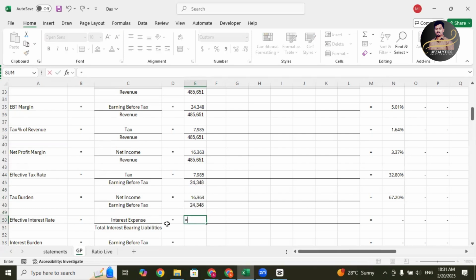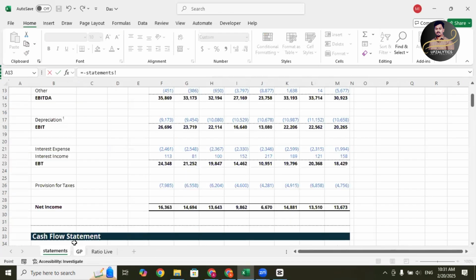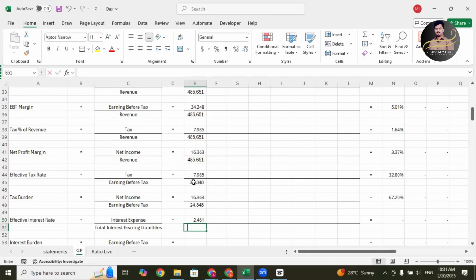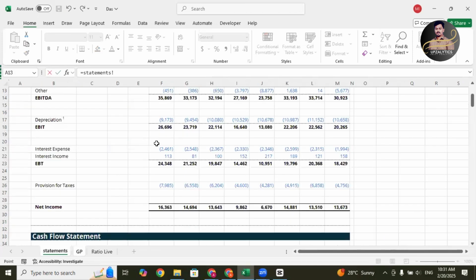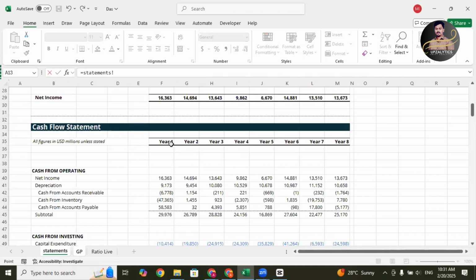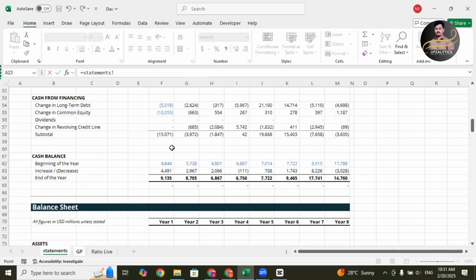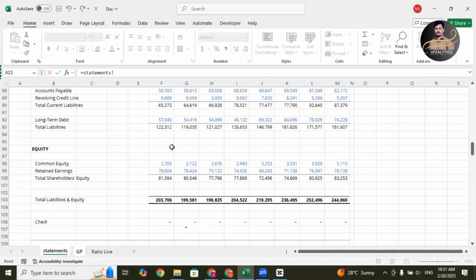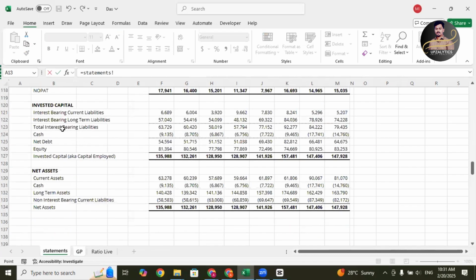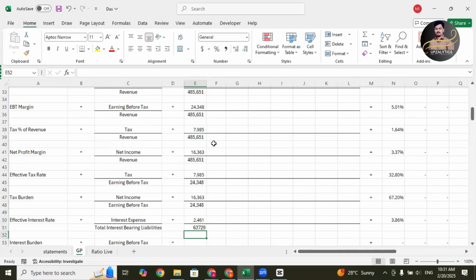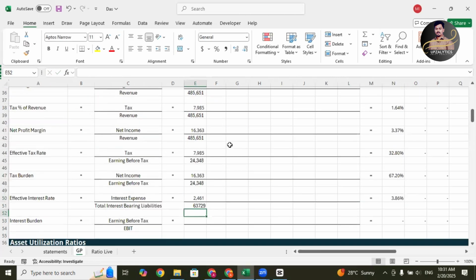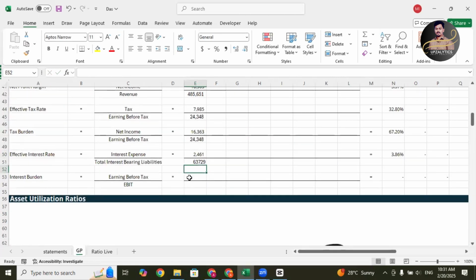When we move to our effective interest rate, we can get the interest expenses from here. Also, we should get the total interest bearing liability. We have calculated interest bearing liability separately. We found that in this section, this is our total interest bearing liability. Finally, our effective interest rate is 3.86 percent.